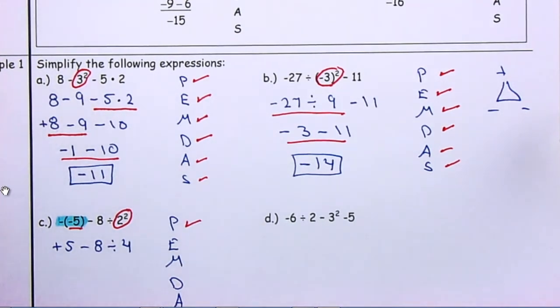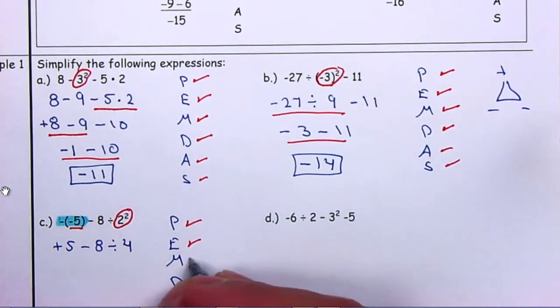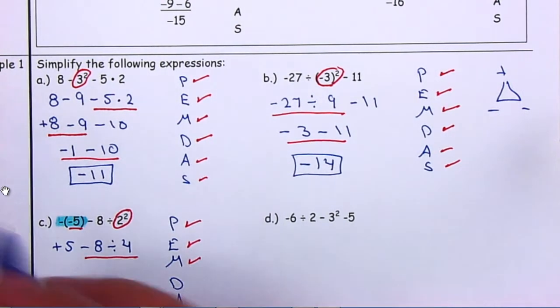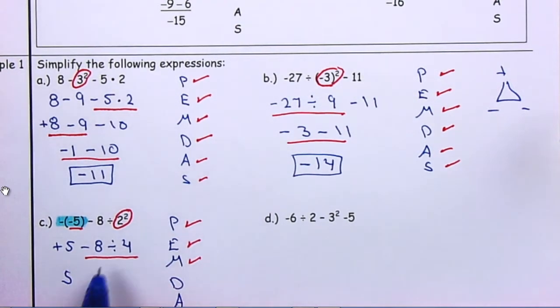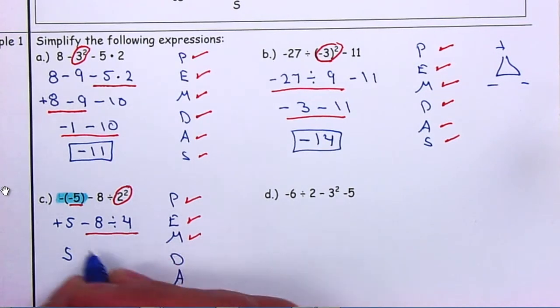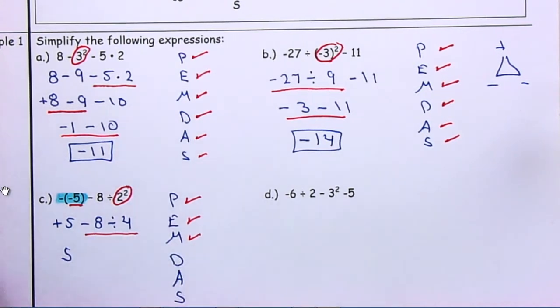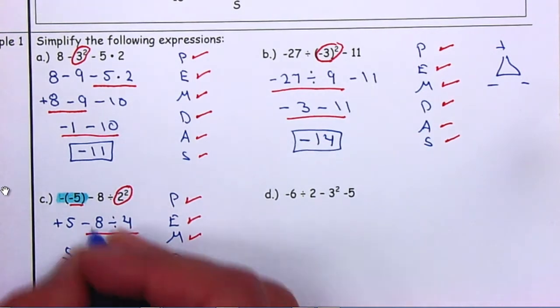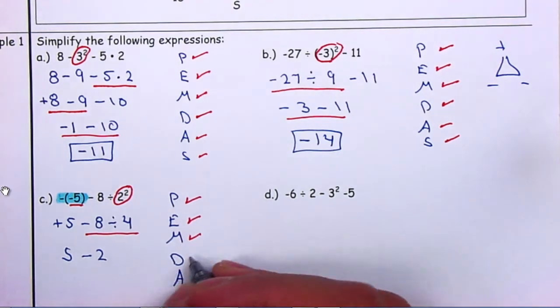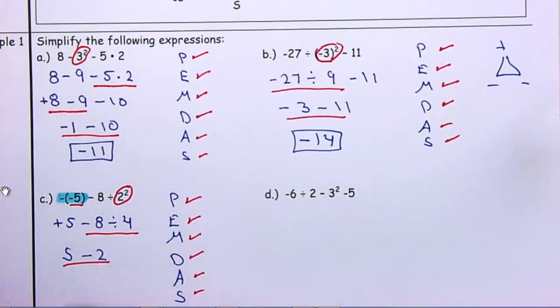So we finish with the exponents. Multiplication, we don't have multiplication. We do have a division, so we're going to divide. First, the 5 comes down, the positive 5. Remember, the negative belongs to the 8. So it'll be negative 8 divided by 4. Negative divided by positive will be negative. 8 divided by 4 will be 2. We are going to simplify, so finish the division. The last step will be 5 minus 2, which is just 3.